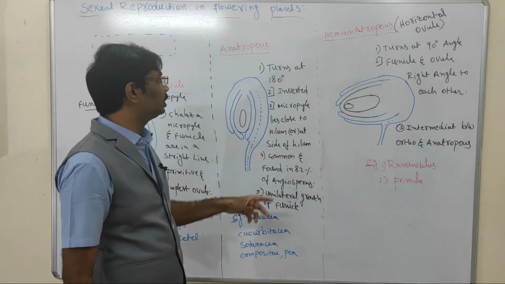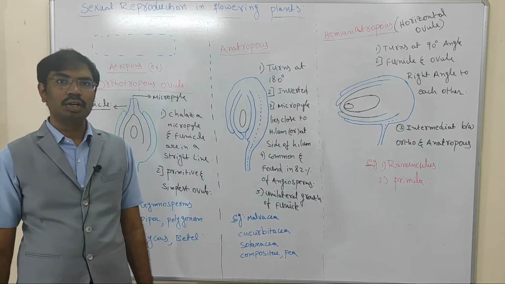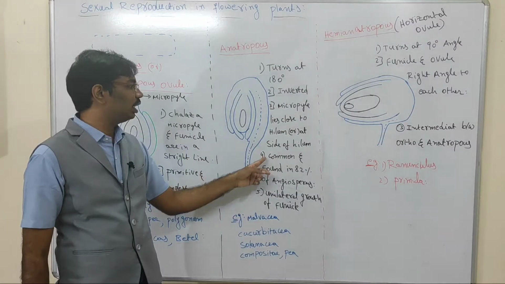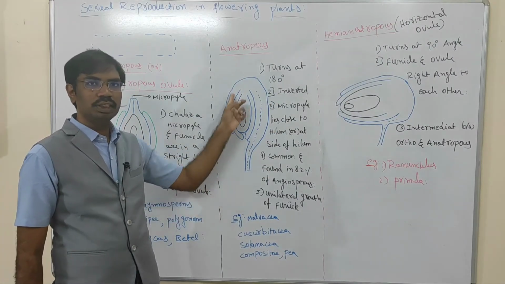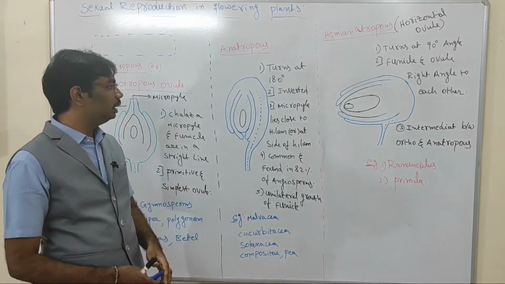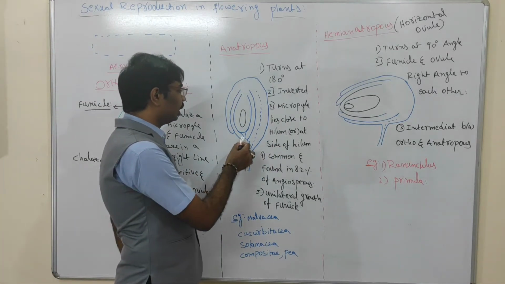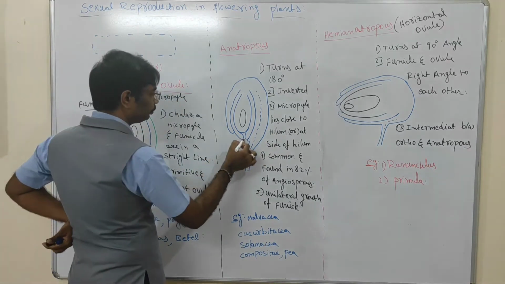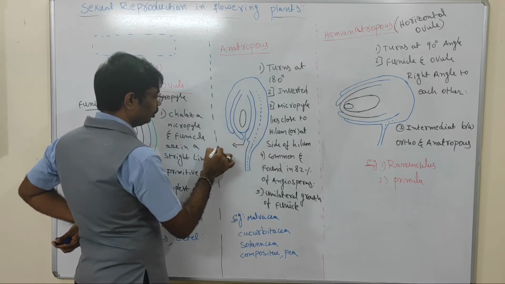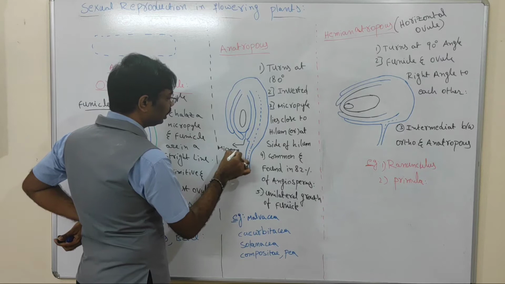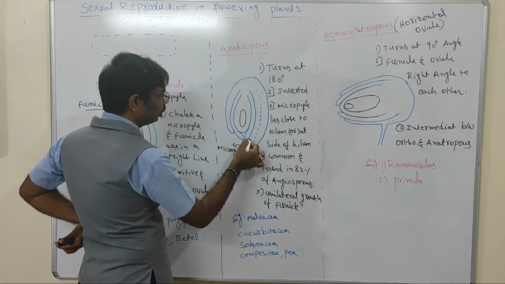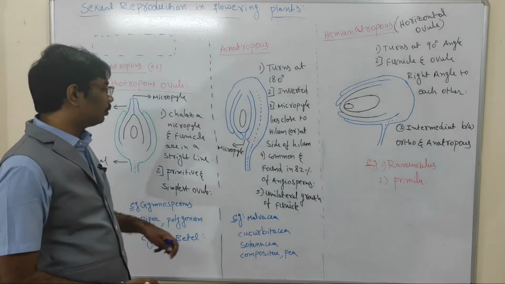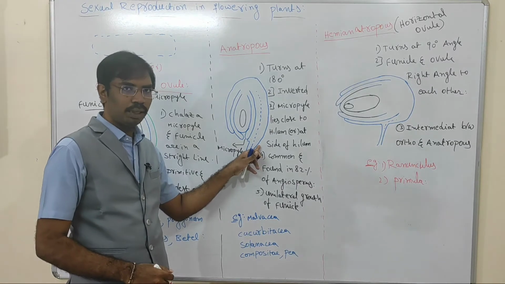The Anatropous ovule is turned at 180 degrees. It is an inverted ovule. In this inverted ovule, the micropylar end is very close to the hilum. This is the micropylar end, the micropyle, and this is the hilum. The hilum region and micropylar region are very close to each other, and the hilum is present beside the micropylar region.